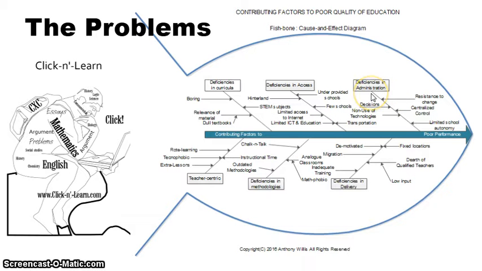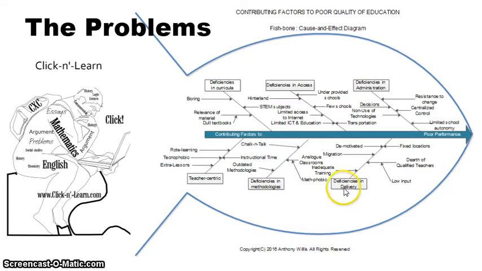Under deficiencies in administration, you have elements such as poor decision making, non-use of technologies to manage schools, limited school autonomy, too much centralized control where education officers are spread out over the region, and resistance to change. Some teachers are technophobic and would resist the implementation of policies that require technology.